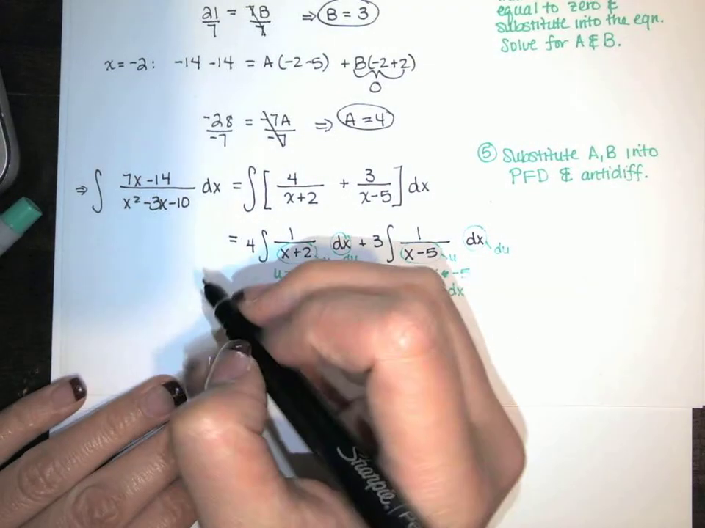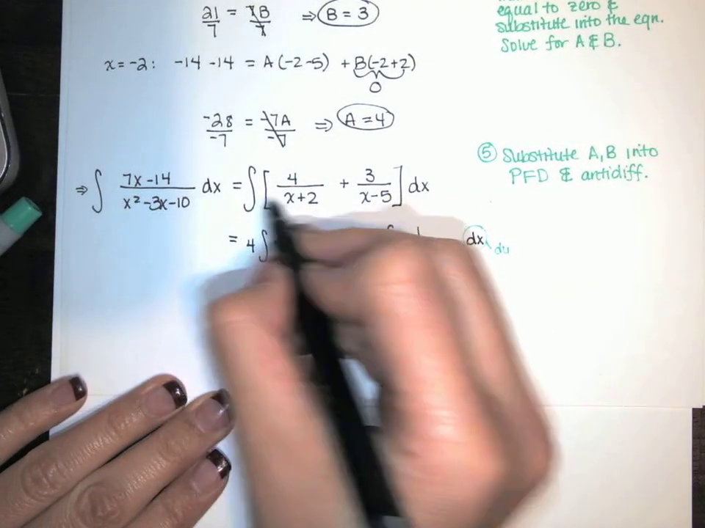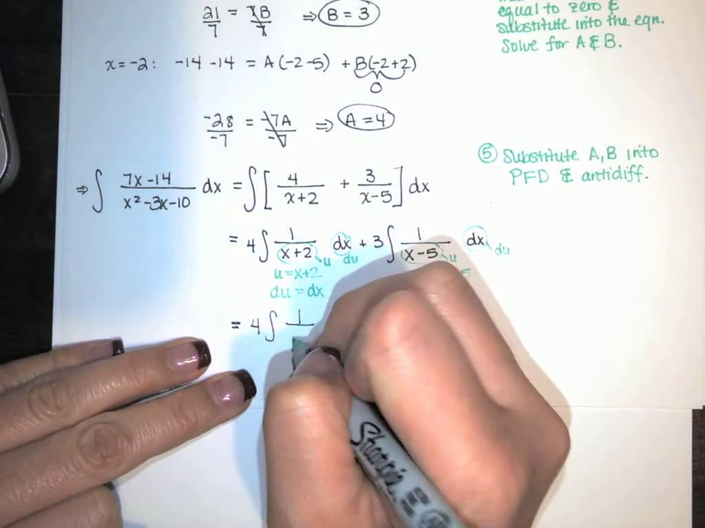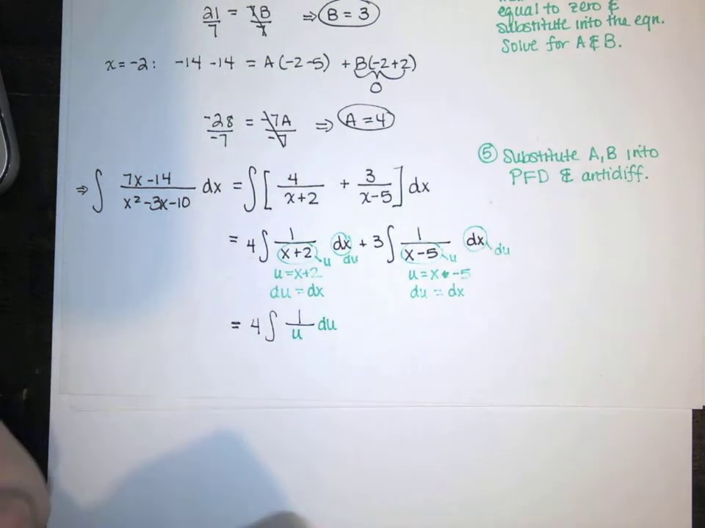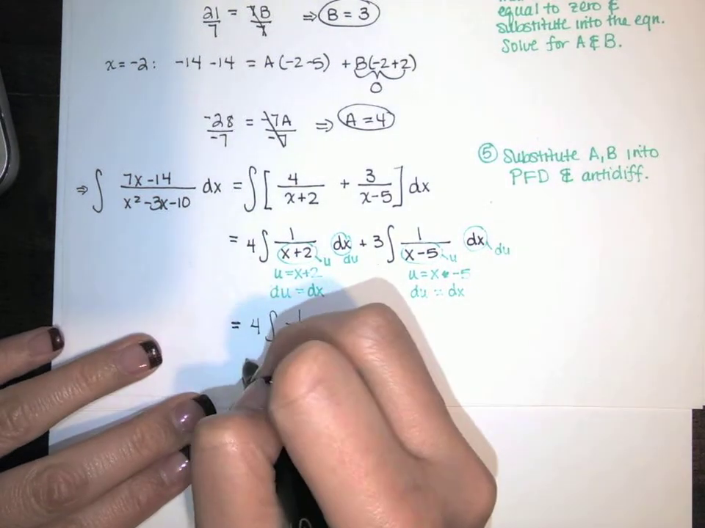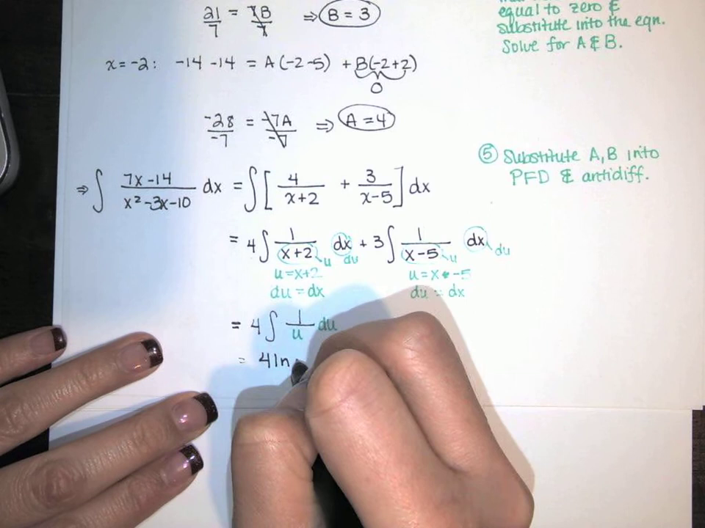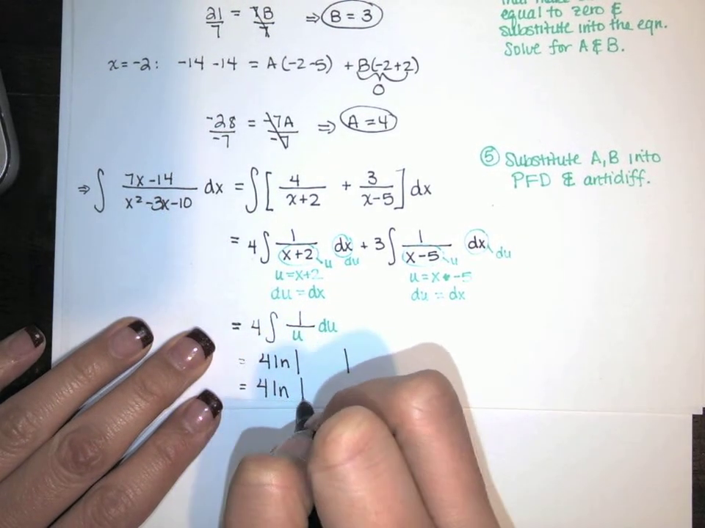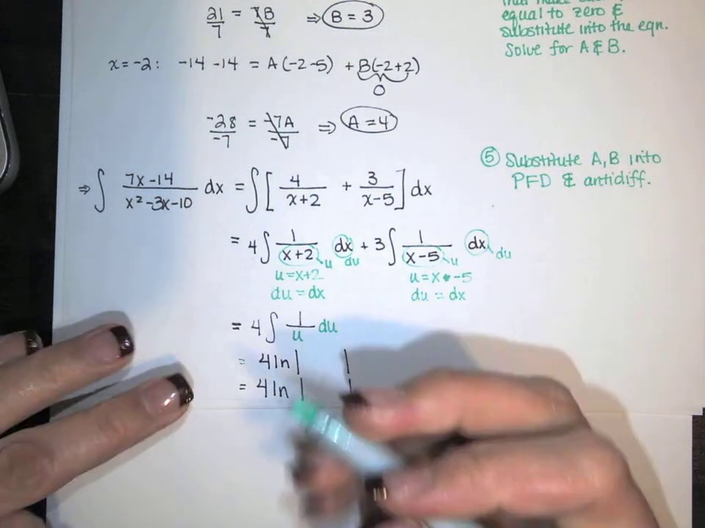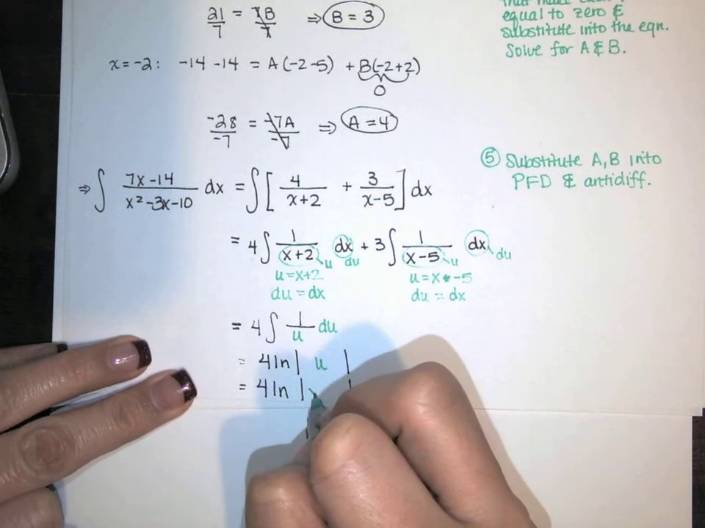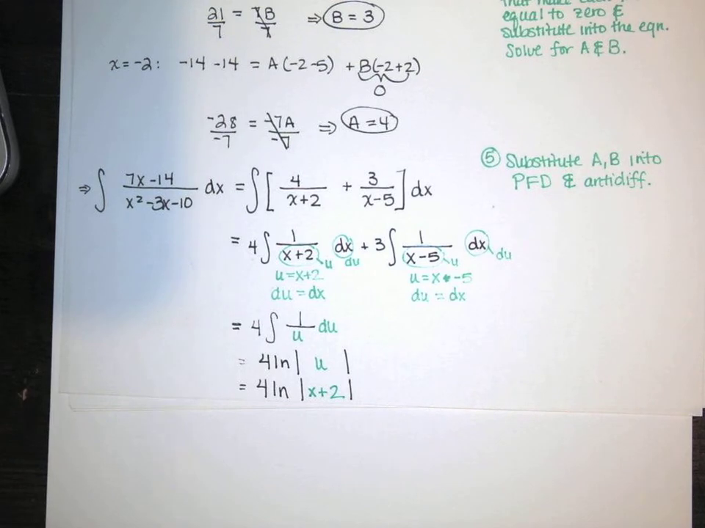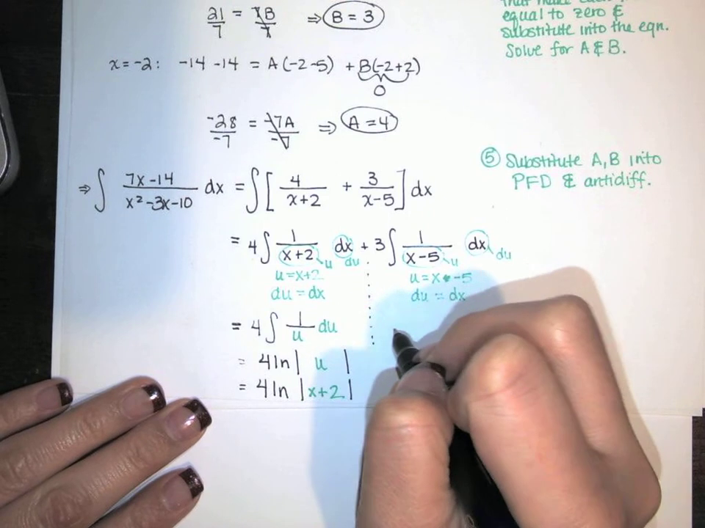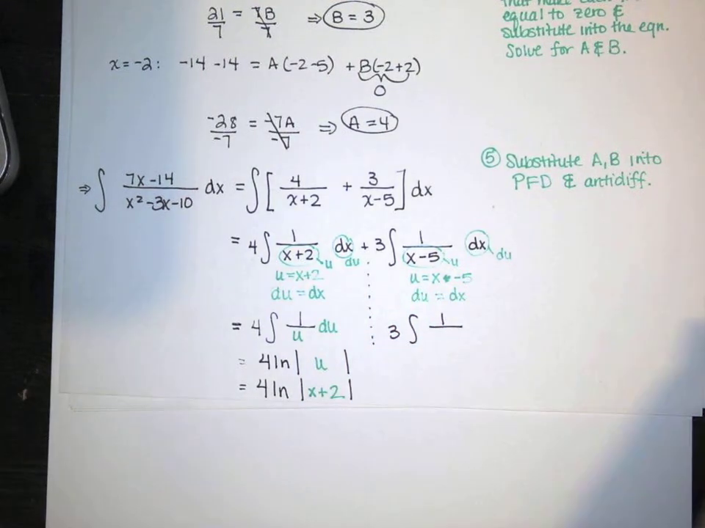All right, so we've got the integral of this is equal to 4 times the integral of 1 over u du. And we've got a rule for that. That's the natural log of the absolute value of u, plus c. We'll let the second term handle the plus c. And u was x plus 2, so I can substitute that in. And over here, I've got 3 times the integral of 1 over u du.